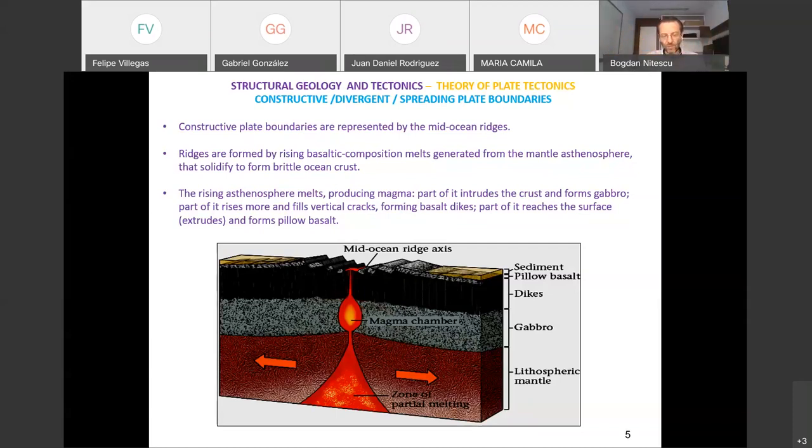Yeah, so that's why it's called pillow basalt. So the idea is that this molten material goes up, and if it forms at depth, the rock that is formed is called gabbro. It has the same composition as basalt. I assume you haven't studied petrology yet. You will study it with Marcos, I think. He's our petrologist.